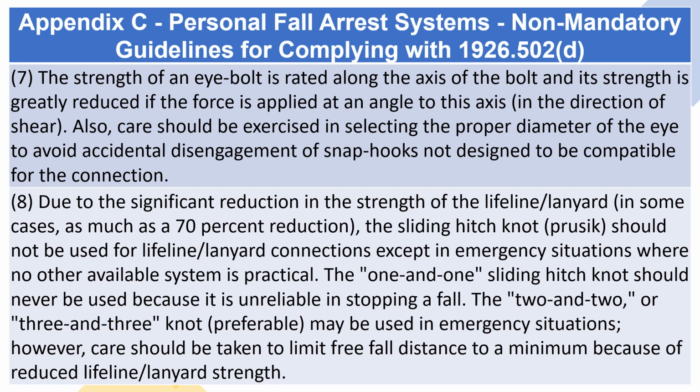8. Due to the significant reduction in the strength of the lifeline/lanyard, in some cases, as much as a 70% reduction, the sliding hitch knot, prusik, should not be used for lifeline/lanyard connections except in emergency situations where no other available system is practical. The 1N1 sliding hitch knot should never be used because it is unreliable in stopping a fall. The 2N2 or 3N3 knot, preferable, may be used in emergency situations. However, care should be taken to limit free fall distance to a minimum because of reduced lifeline/lanyard strength.